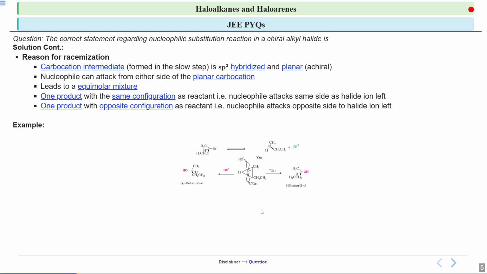Okay, so you are getting an equimolar mixture of these two products, one is having the same configuration as reactant and the other is having opposite configuration of reactant. And this equimolar mixture of enantiomers is actually a racemic mixture. So in the SN1 reaction, the racemization is occurring.